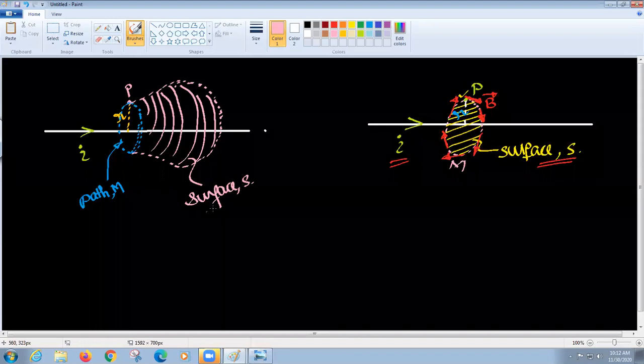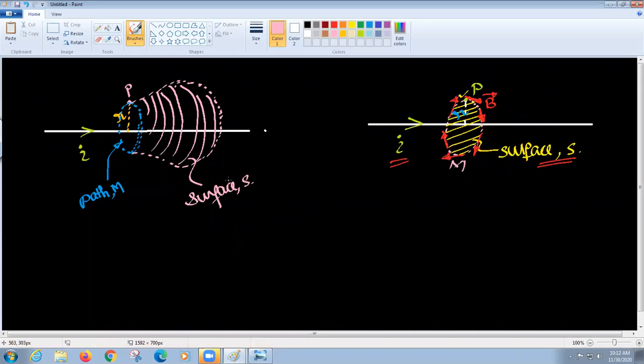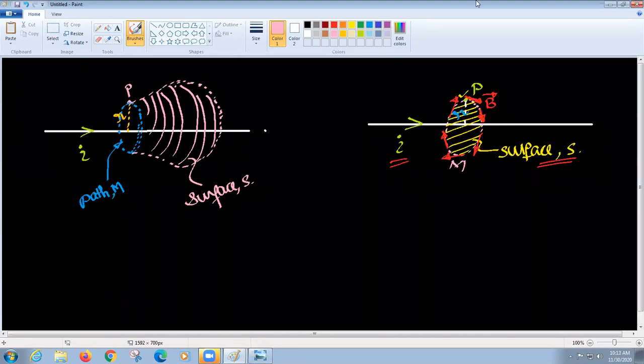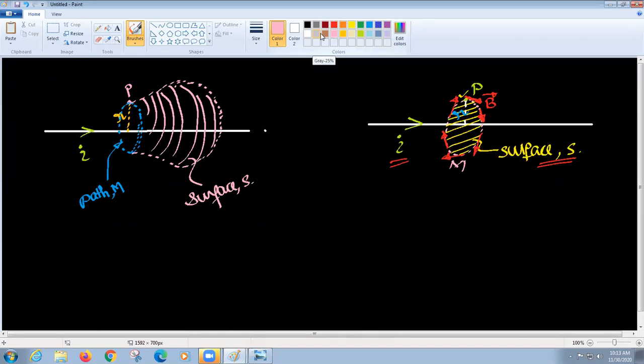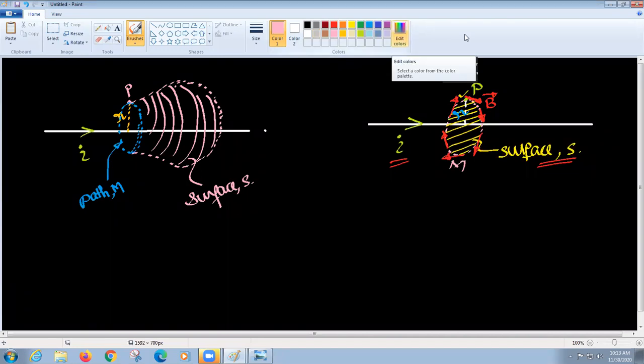Now you tell me, what current is this surface S intercepting? Anyone? What current is the surface S intercepting now? Anyone? If you're speaking, I cannot hear you. Please text me on the chat box. What current is the surface S intercepting? We cannot give any pause in our discussion because we are running out of time. So please tell me.